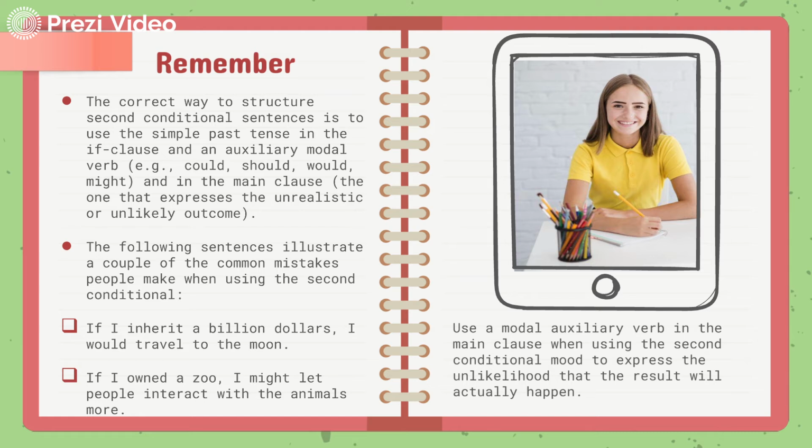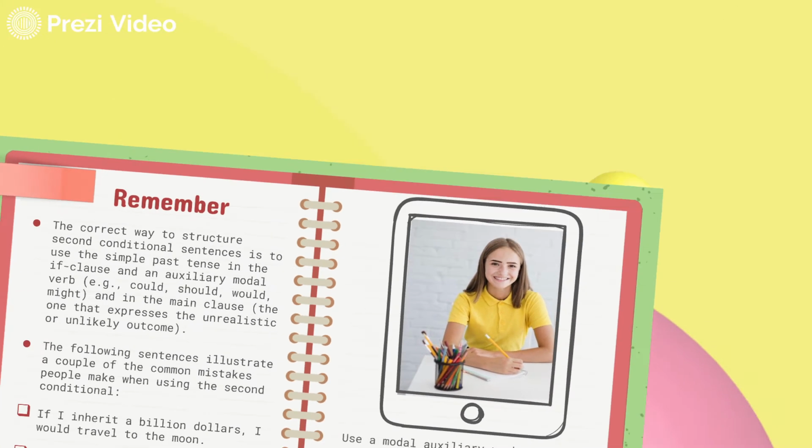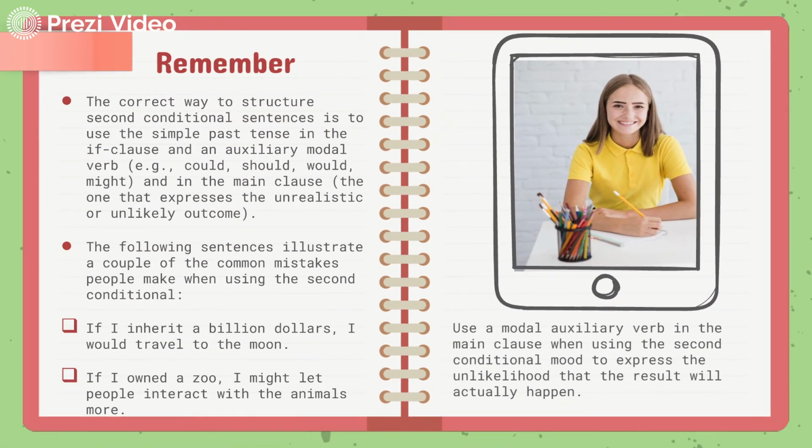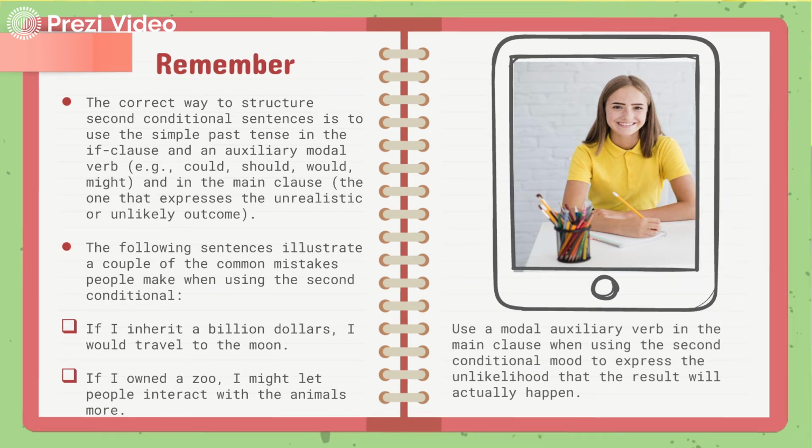The following sentences illustrate a couple of the common mistakes people make when using the second conditional. If I inherited $1 billion, I would travel to the moon. If I own a zoo, I might let people interact with the animals more. Use a modal auxiliary verb in the main clause when using the second conditional mood to express the unlikelihood that the result will actually happen.